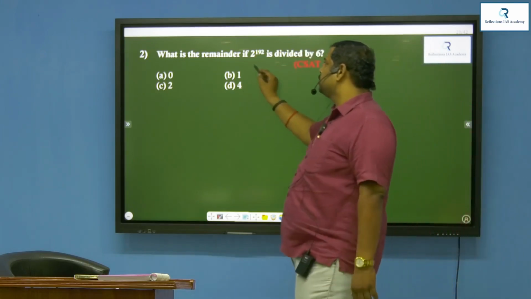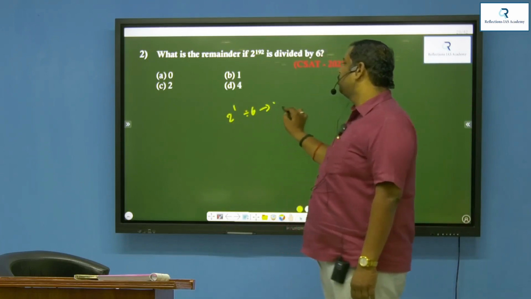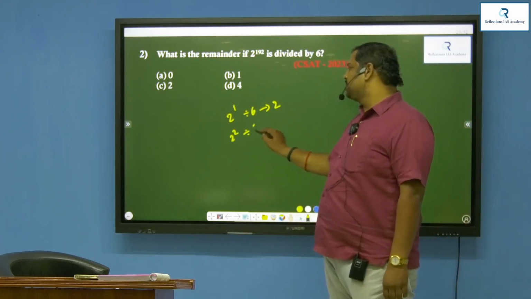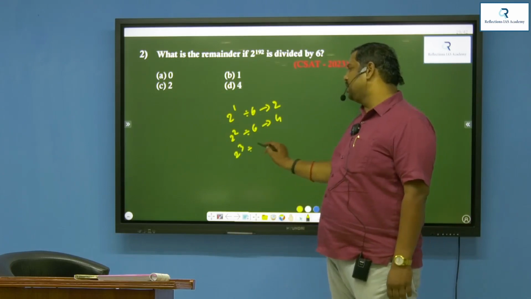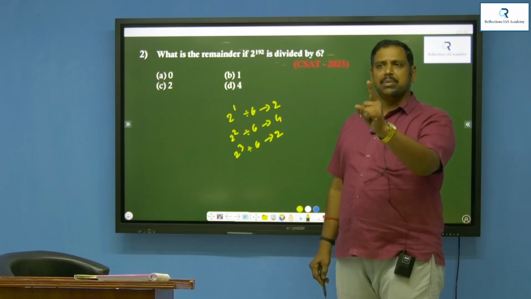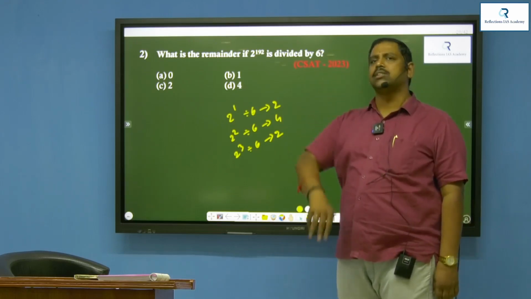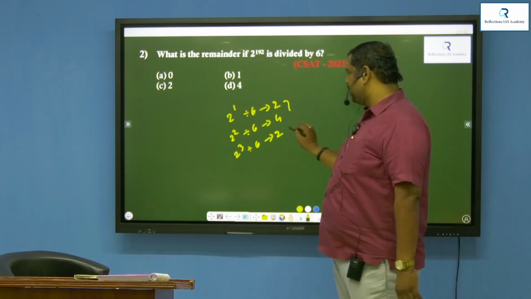Okay, let's go to this one also. What will you do? 2 power 1, divide with 6. The remainder is how much? 2. Yes or no? 2 square is how much? 4. Divide with 6. The remainder is how much? 4 only. 2 cube is 8. Divide with 6. The remainder is 2 only. Anytime remember, if it is repeated, then the game is a different case. Okay, it is repeated, right or wrong?